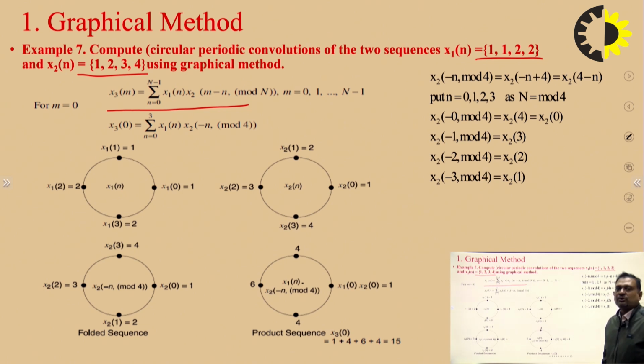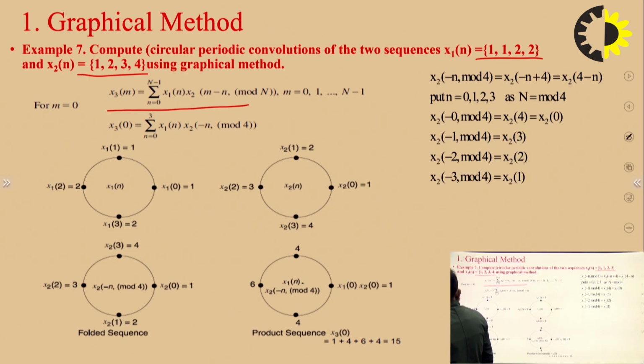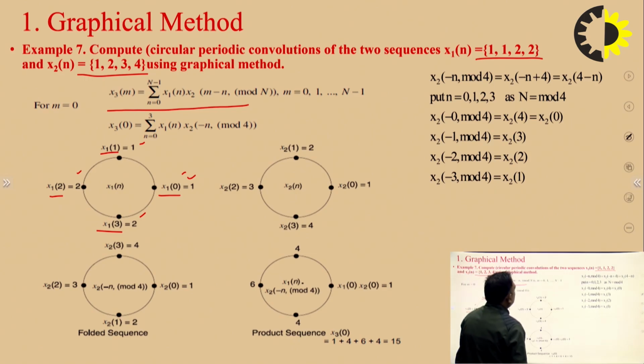But in circular convolution, one of the sequences is of periodic nature. Here you can see both the sequences are periodic because they repeat after the 4th sample. Now we will see first of all how we will solve it. We draw the sequence x1(n), which is given as 1, 1, 2, 2, with samples x1(0), x1(1), x1(2) and x1(3), and the values are 1, 1, 2, 2, repeating. Similarly, the x2(n) sequence given to us is 1, 2, 3, 4.